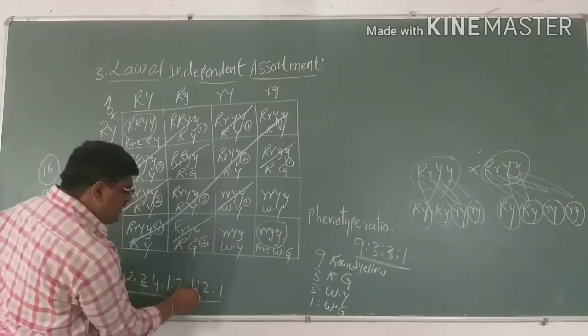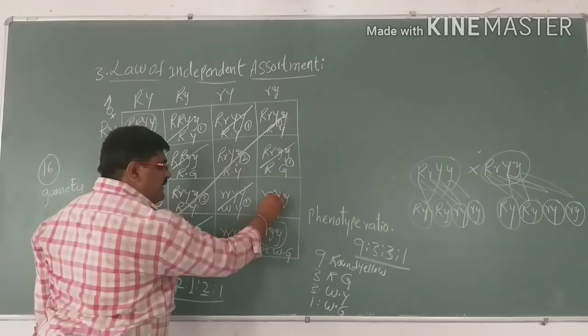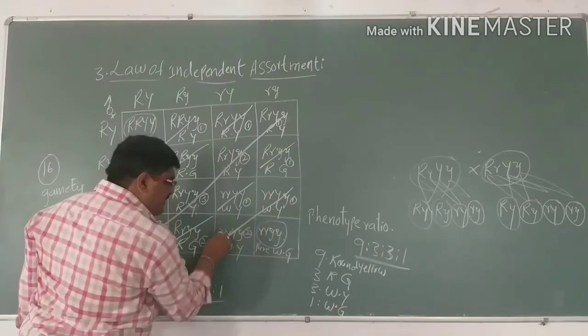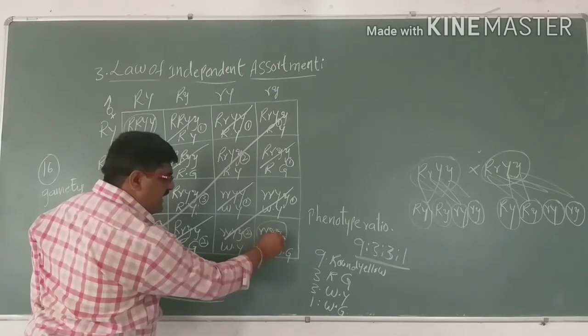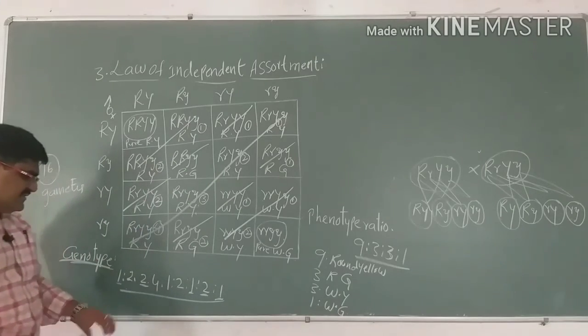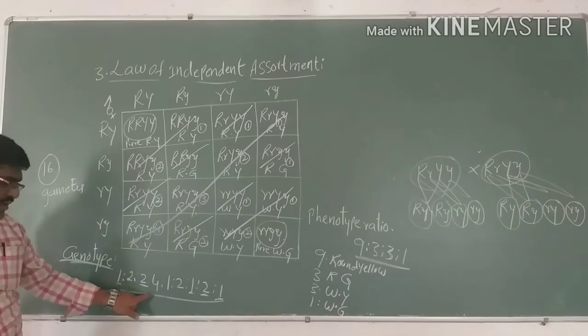So here 1 ratio. Next 2. Here 2 means small r, capital Y, small y. This is 1 and this is 2. So here we can also see small r, small y, which is purely 1. So that shows the genotypic ratio of the dihybrid cross, that is 1:2:2:4:1:2:1:2:1.